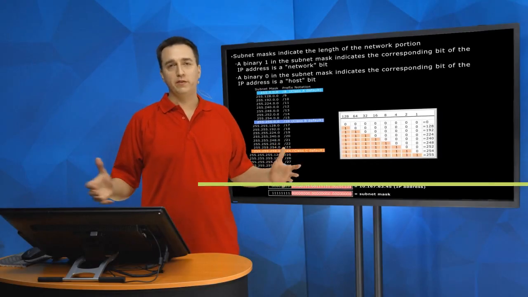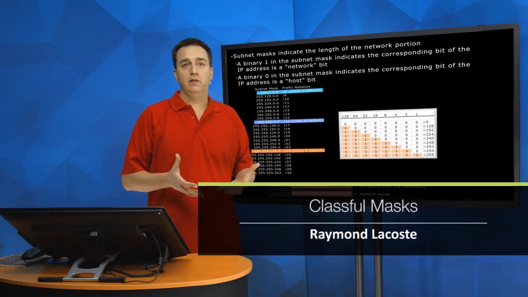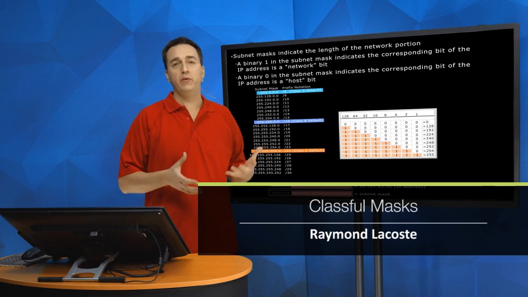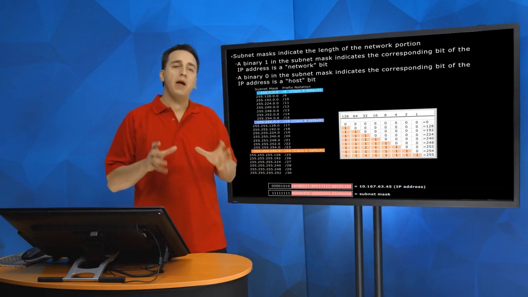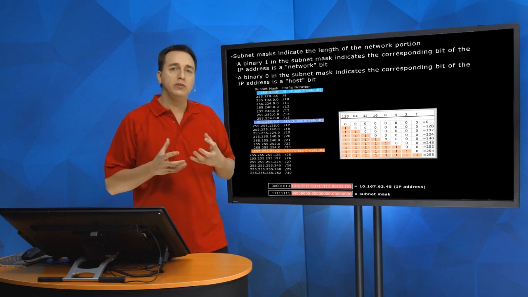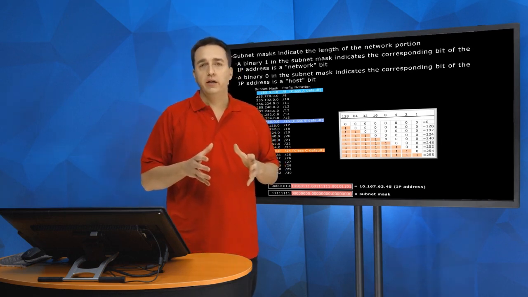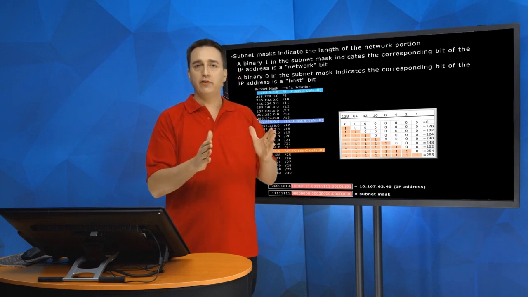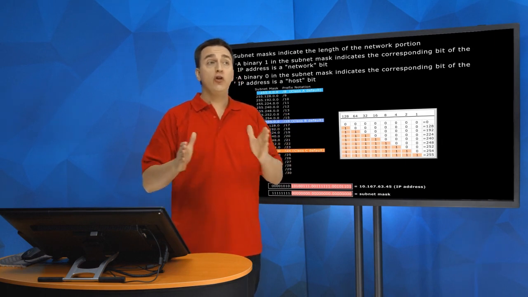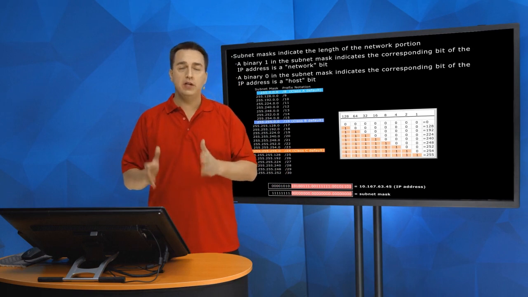What is the purpose of our subnet mask? In order to perform subnetting, we really need to understand what that subnet mask is all about. Well, the subnet mask is going to be used to identify the network portion of the IP address versus the host portion of the IP address.